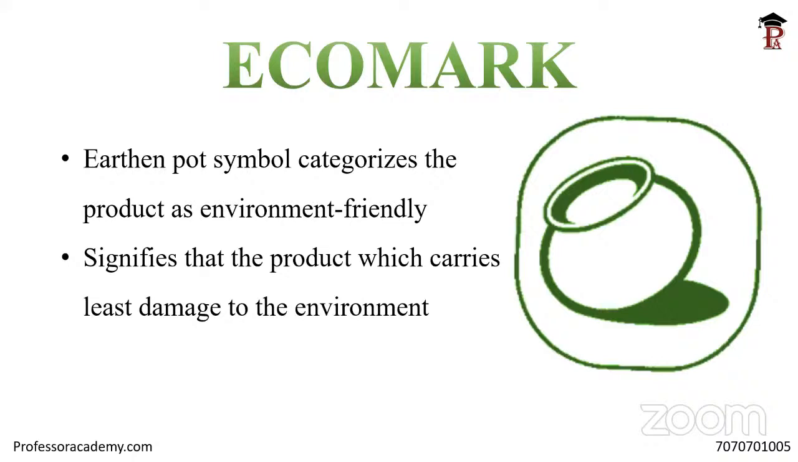Then we have eco mark. Eco mark is an ecological mark, an earthen pot symbol, which categorizes that the product is eco-friendly, environmentally friendly. These marks signify that the product causes the least damage to the environment. From the past 3-4 years we are very much driven towards eco-friendly things. So that's an eco mark. This is how we identify that it is an environmentally friendly product.